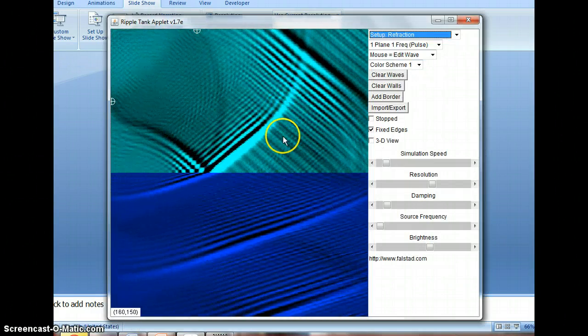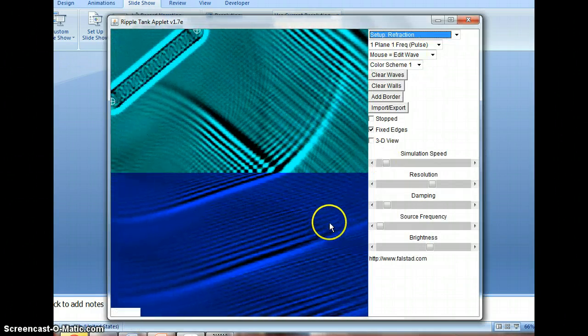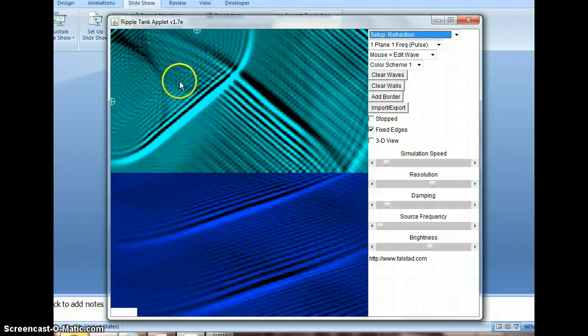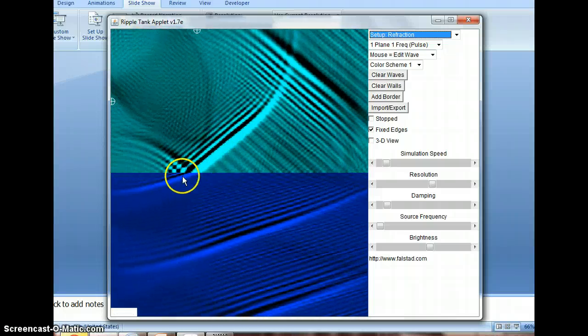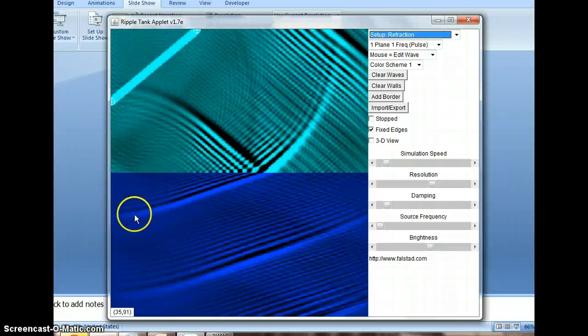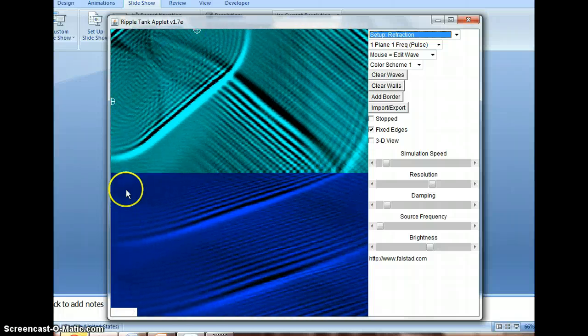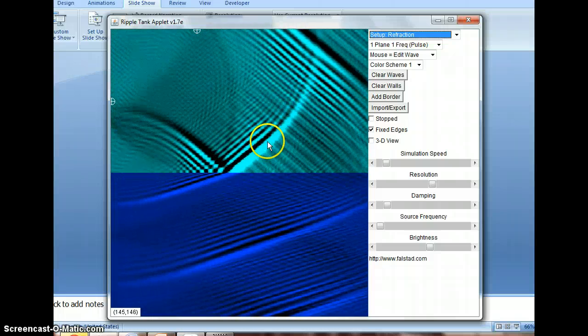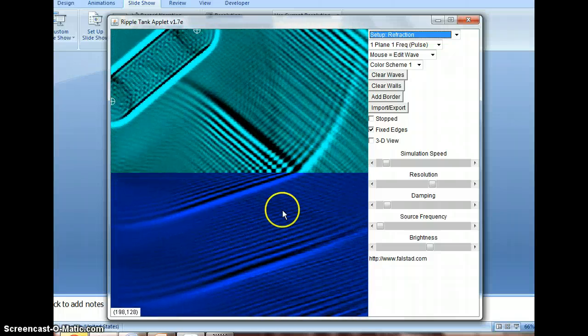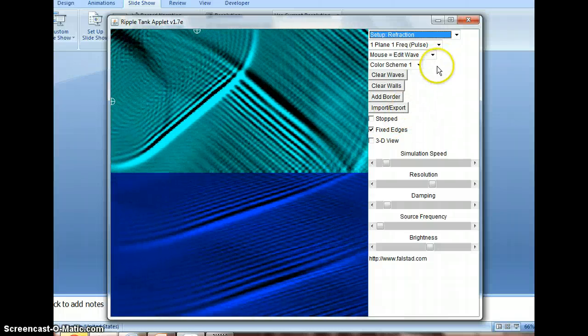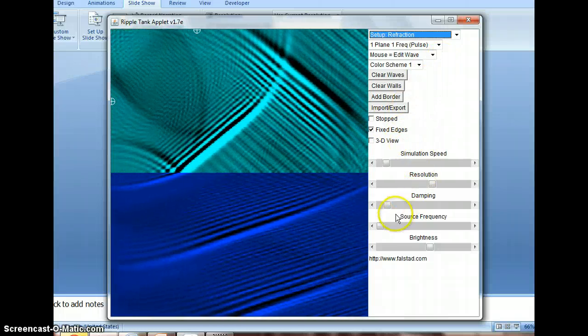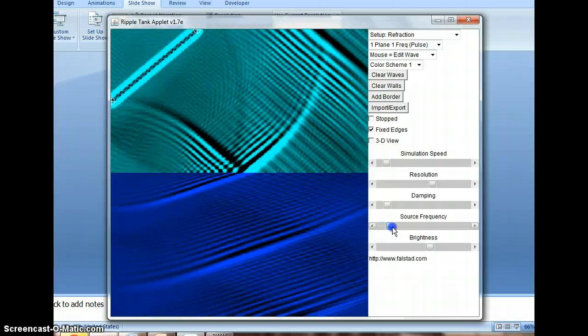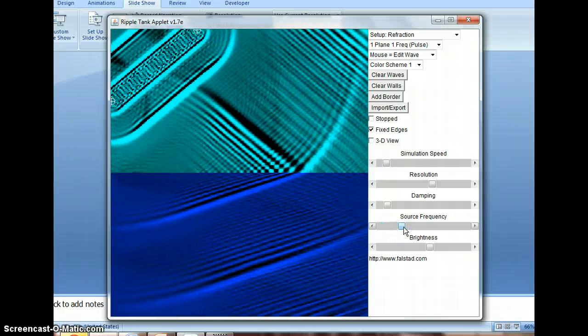This is an electronic representation of a ripple tank. Here are the waves going along here in the deep water. When they reach here, the shallow water, they slow down, and you'll notice that this side slows down first. This side continues at the same speed and has the effect of changing the orientation of the waves. Let's see if we can speed up the frequency a little bit to make it clearer to see.